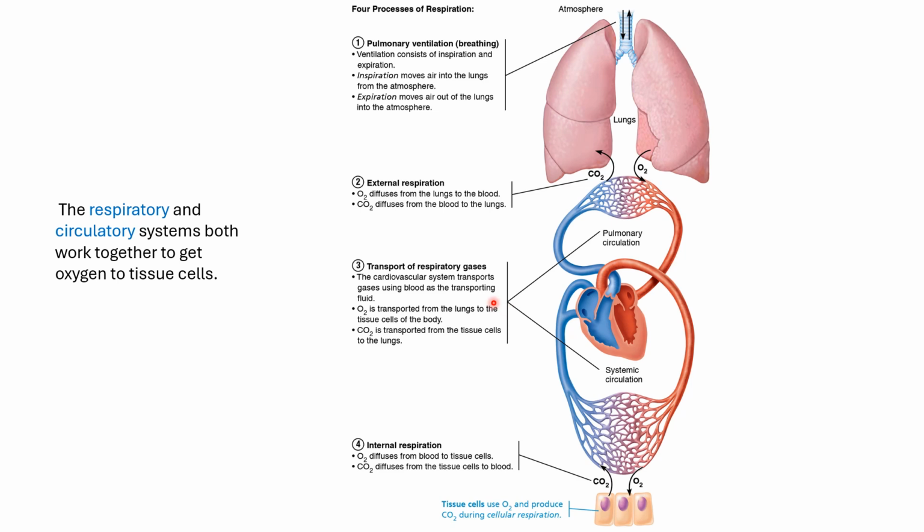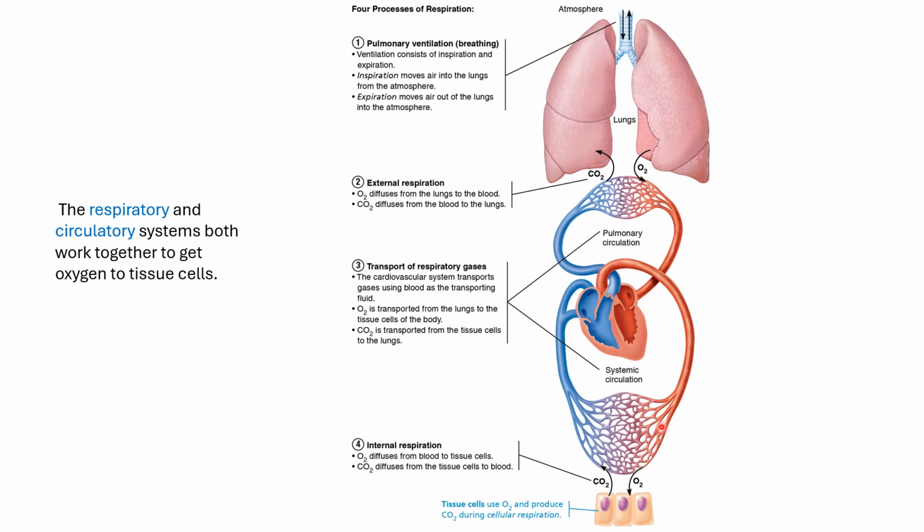And then step number 3 is transportation of these respiratory gases to the rest of the body, and this is done by the circulatory system. Oxygen is transported from the lungs to the tissues of the body, and carbon dioxide is taken from the tissues of the body and brought back to the lungs. This step is done by the circulatory system.